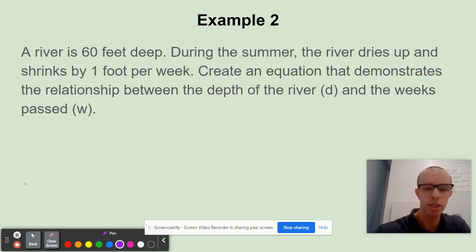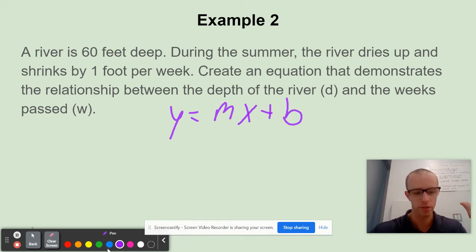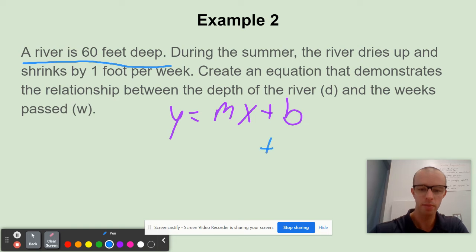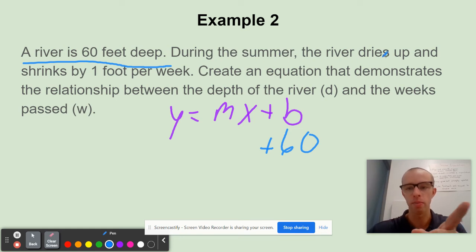All right, this one is a little bit different, but I'm going to start with y equals mx plus b, because I know all the equations just for today are going to be in that format. A river is 60 feet deep, so it starts at 60 feet. So I'm going to start with a plus 60 as my b. This is where it gets a little bit different, and this is where you have to have strong reading comprehension skills. During the summer, the river dries up and shrinks by 1 foot.